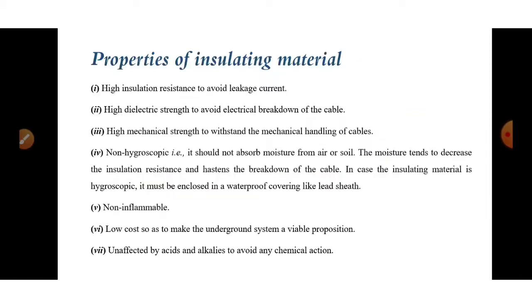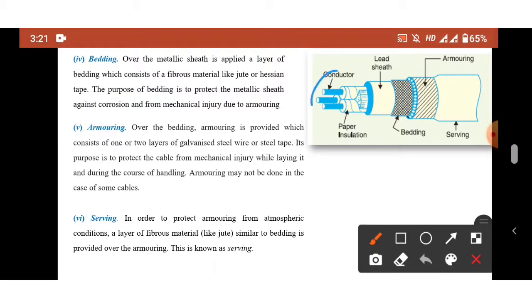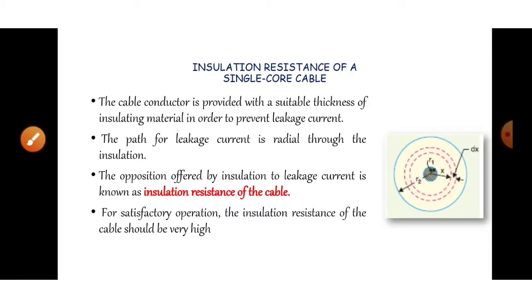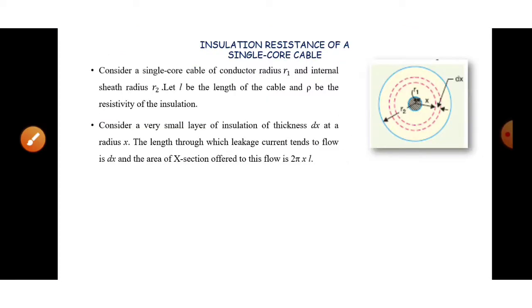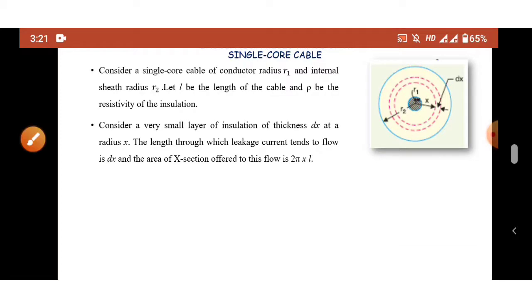That is, we have seen in the construction of underground cable, in between this conductor and lead sheath or metallic sheath, insulation is provided. So in this figure, in between this conductor and metallic outer layer, this region is the insulator.